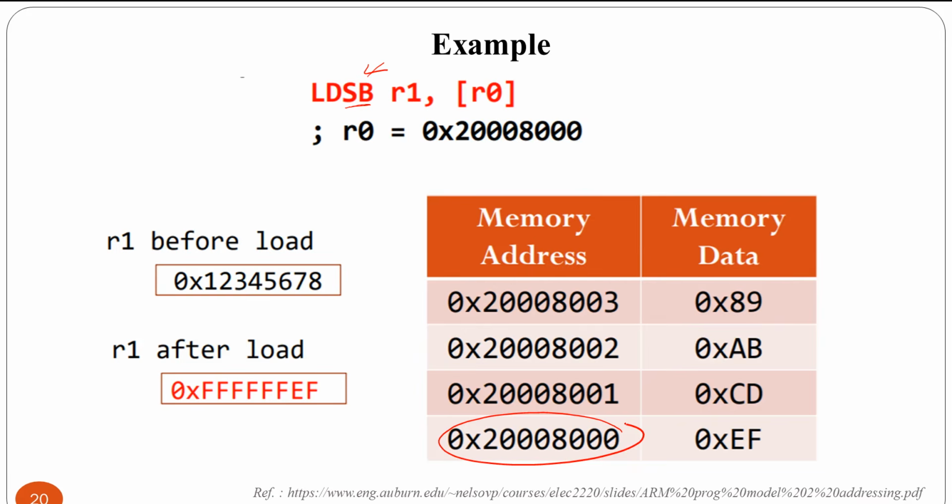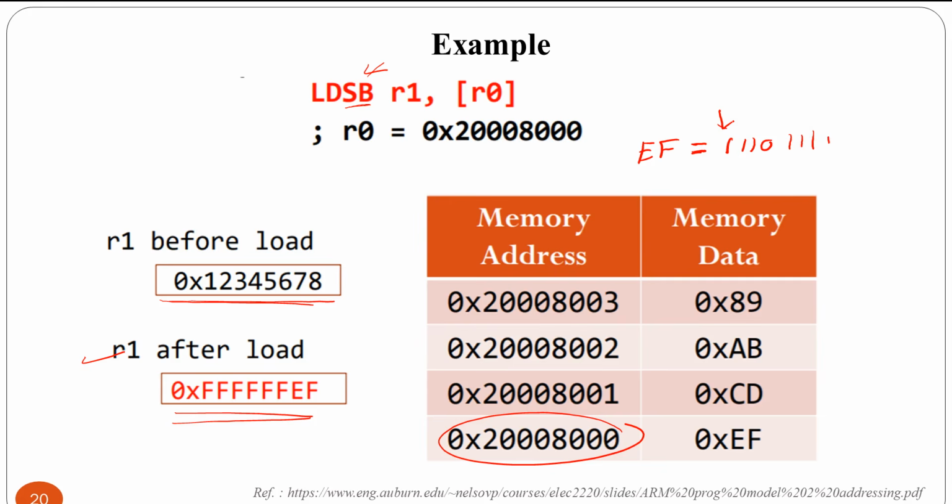So 0xEF data we have to copy inside the register. So inside the R1 register, we are having this data after loading this signed number. Now why FFF instead of 00? Because we are copying this signed number. If we convert this EF into binary, then for E we have to write this, and for F we will get this.